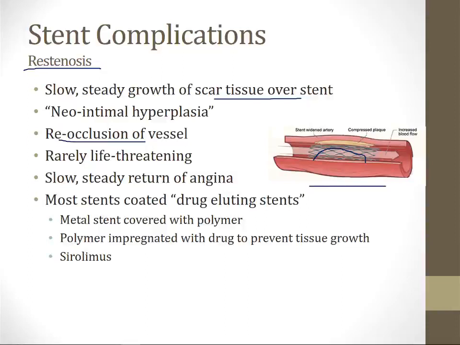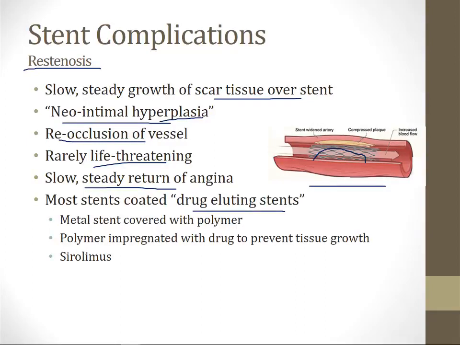The way that scar tissue forms is through a process called neo-intimal hyperplasia. Neo means new, so this is a new intimal layer of the vessel that forms as a result of fibrous tissue hyperplasia. That's why it's called neo-intimal hyperplasia. This is rarely life-threatening, but it does cause angina to occur. So patients with restenosis present several months after stent implantation with a slow, steady return of angina symptoms, especially with exertion. To prevent this complication, most modern stents are coated with a drug.